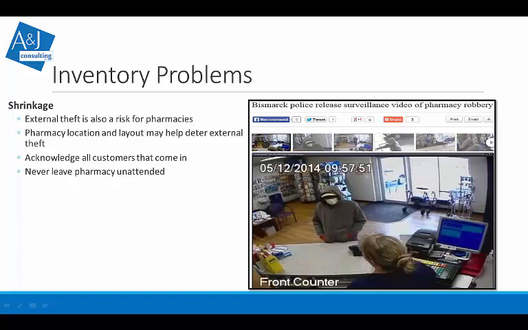Never leave the pharmacy unattended. I can't tell you the number of videos I've seen where the pharmacist goes to the bathroom and within a 5 minute window someone literally jumps the shelf, grabs a bottle and takes off. I mean, it's crazy.